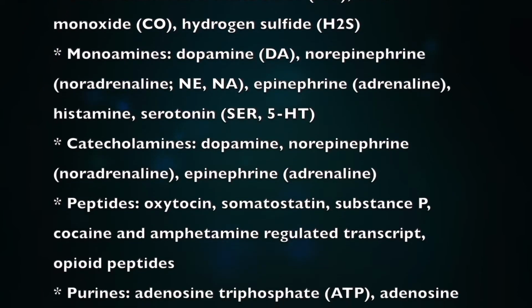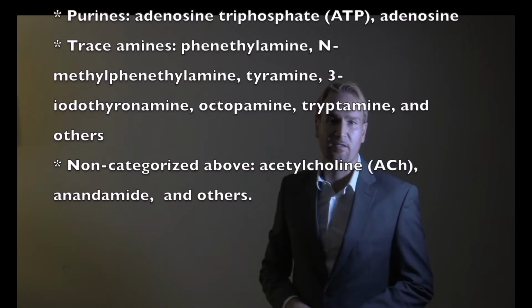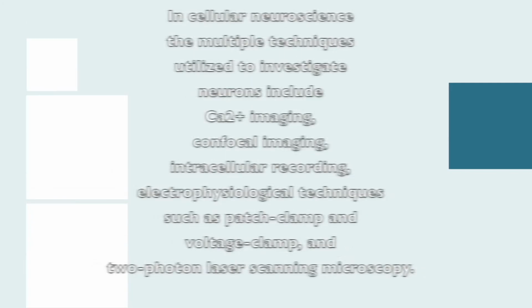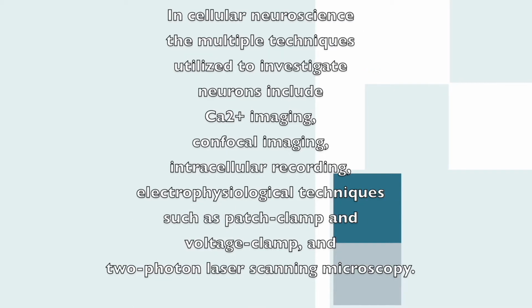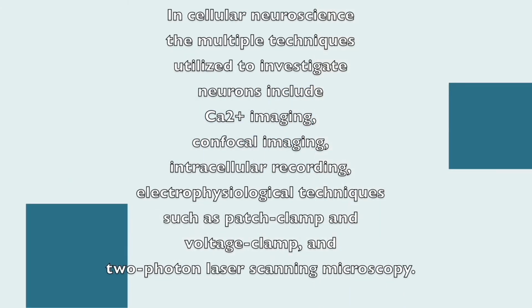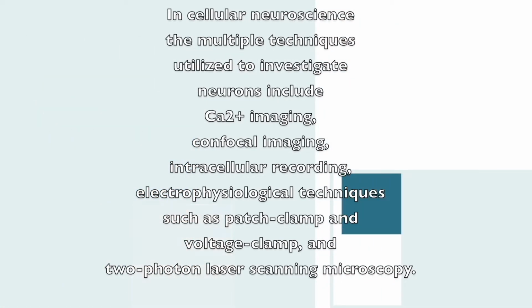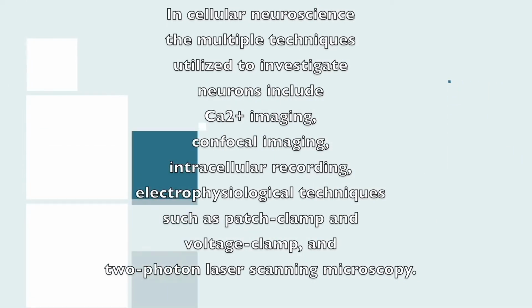Now, within cellular and molecular neuroscience, is there anything that we can use to investigate these properties, similar to what we said in the previous week regarding brain imaging? If you remember, we talked about fMRI, MRI, SPECT, and so on and so forth, CT scan, etc. Now, the answer is certainly yes, and there are elements from molecular biology and pharmacology, but the specific techniques utilized in cellular neuroscience to investigate neurons include confocal imaging, intracellular recording, electrophysiological techniques, for instance, patch clamp and voltage clamp, and 2-photon laser scanning microscopy.